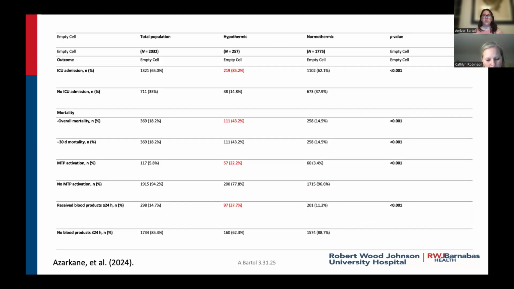So this is a cool study that was done by Arcans and some fellow colleagues. They looked at a population of about 2,000 patients. Of those 2,000, 250-ish were hypothermic and 1,700 were normothermic. They compared these two populations on elements of ICU admission, overall mortality, MTP activation, and if they needed blood products. I highlighted in red the hypothermic patients.